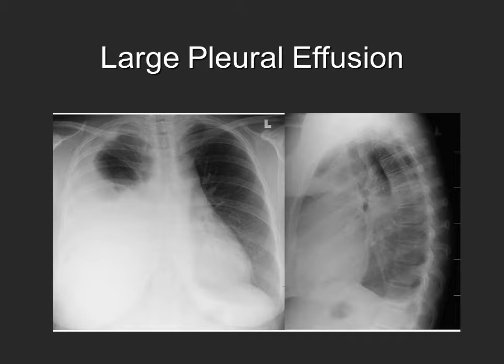These are PA and lateral views of a patient with a large pleural effusion. Notice that almost the entire right hemithorax is whited out.